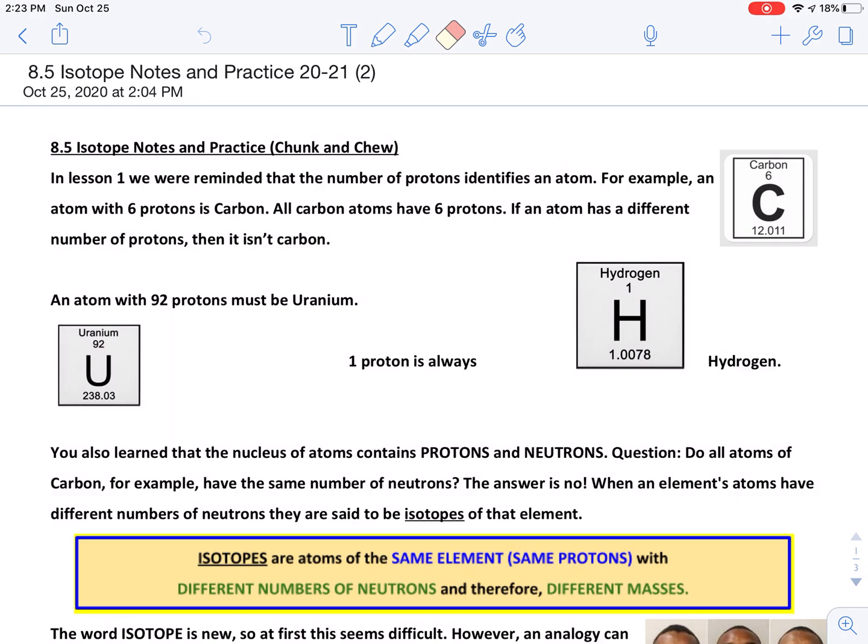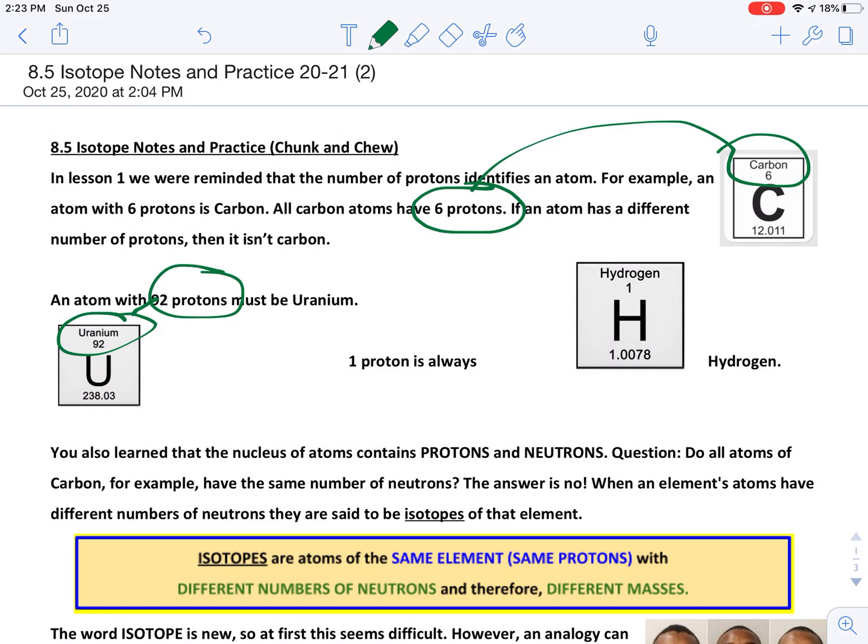In Lesson 1, we were reminded that the number of protons identifies an atom. For example, an atom with 6 protons is carbon. All carbon atoms have 6 protons. If an atom has a different number of protons, then it isn't carbon. So we see how the 6 protons matches the atomic number of carbon. An atom with 92 protons must be uranium. 1 proton is always hydrogen.